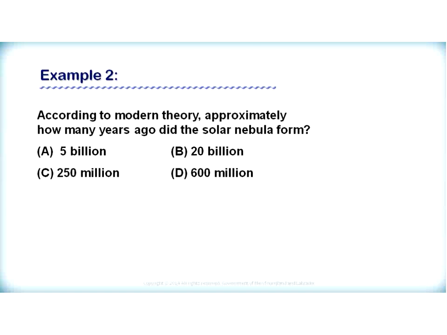When we look at the theory behind the solar nebula, we notice that the solar system formed at approximately 5 billion years ago, which eliminates choices B, C, and D. The relevance of choice B, approximately 20 billion years ago, is when the universe first originated. And the Earth is much older than 250 million years or 600 million years.